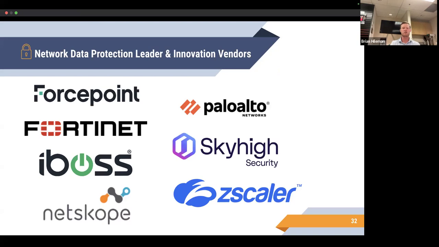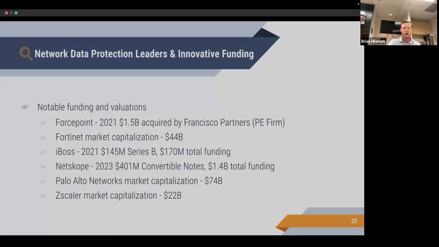You've got Palo Alto Networks, which is the biggest pure play cybersecurity vendor out there, right? You've got ForcePoint, you've got Fortinet, SkyHigh, Zscaler, Netskope, iBoss. When I go to the funding here, you'll see we're on a different scale now all of a sudden, right? And the reason we're on a different scale is because these are platforms. These are no longer just data protection solutions. Data protection is just a small part of their product suite, right?